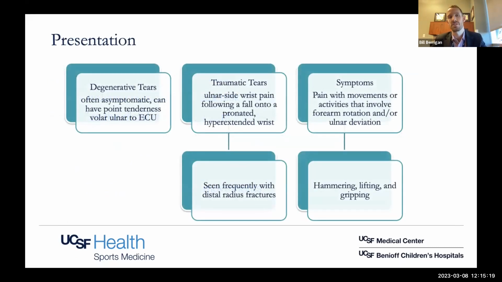There are a couple of different presentations where we can separate degenerative from traumatic tears. Degenerative tears are often asymptomatic, though you can have point tenderness in the area. This can be seen in 20 to 30% of young patients, around 30, who are asymptomatic. It can also be seen in older patients, up to about 40% based on some of the literature. Traumatic tears will present as ulnar-sided wrist pain after a fall on a pronated, hyperextended wrist. This is frequently seen with distal radius fractures, so always make sure to look out for that. They'll have pain with movements that involve any sort of rotation, so simple things like opening a door will be bothersome, as well as hammering, lifting, and gripping.